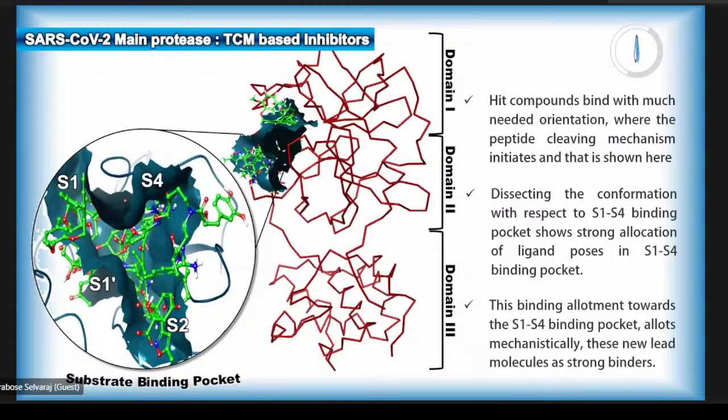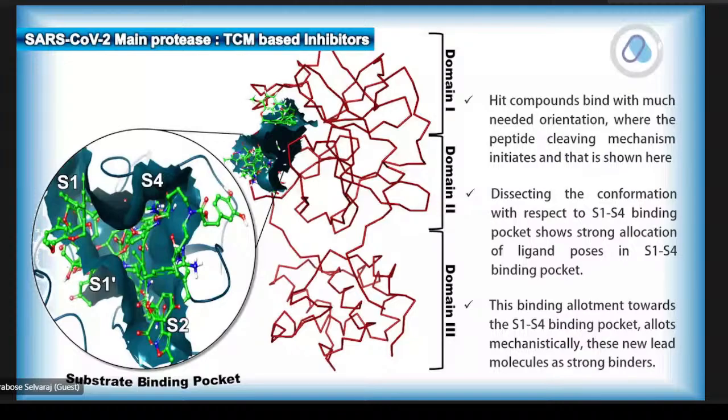In the dissection, we find these molecules satisfy the given criteria, and they also fit in the S1 site and S2 site. So those movements have also been allocated. Finally, if these molecules are introduced to the main protease, they can be realistic inhibitors. They can stop the polypeptide cleaving, so the polypeptide cannot go inside the main protease and several proteins cannot be formed. So this replication can get blocked.